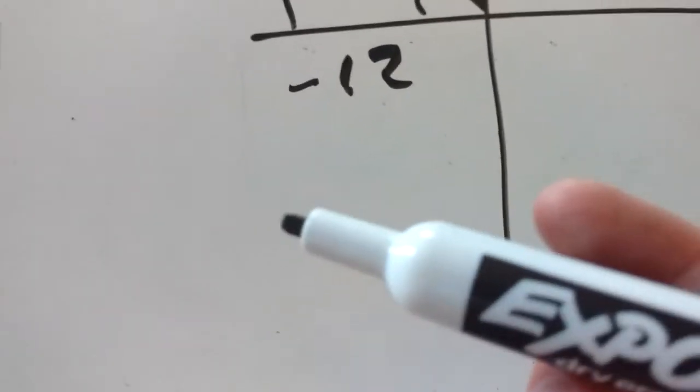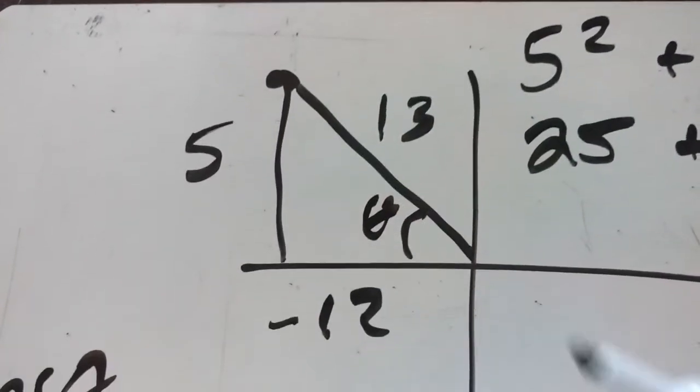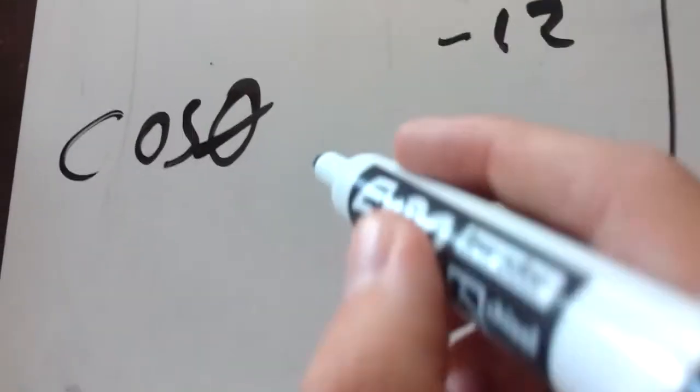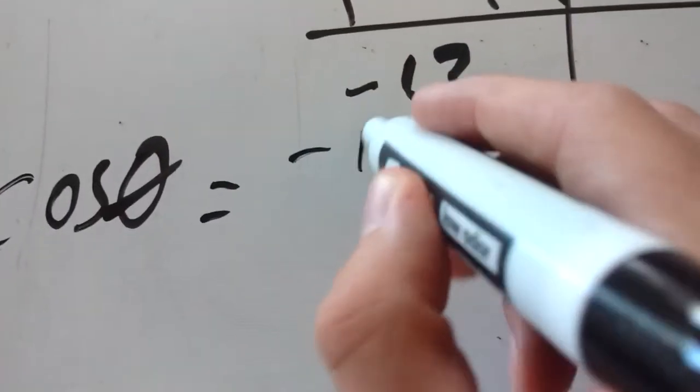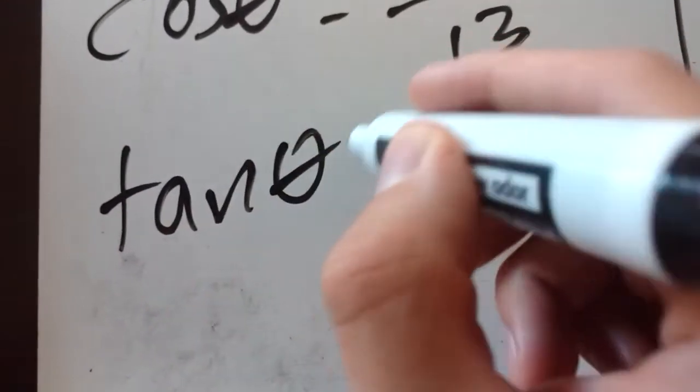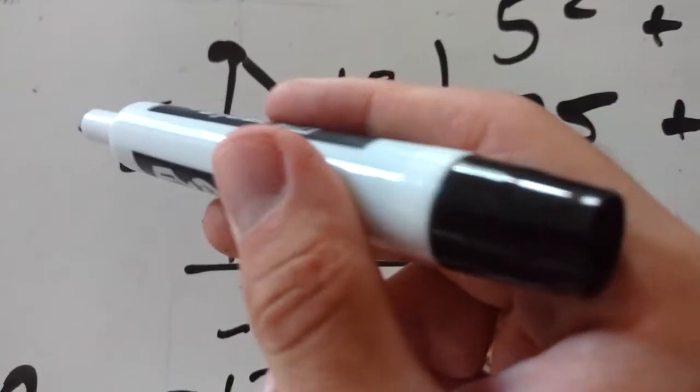So again, it's looking for cosine and tan, so we can say cosine of that angle, this being our angle up there. All right, so cosine of that angle is going to be adjacent over hypotenuse, so we're going to say adjacent is -12, and our hypotenuse is 13. So cosine is -12 over 13. As for tangent, same general idea, except it's going to be opposite over adjacent, so 5 over -12.